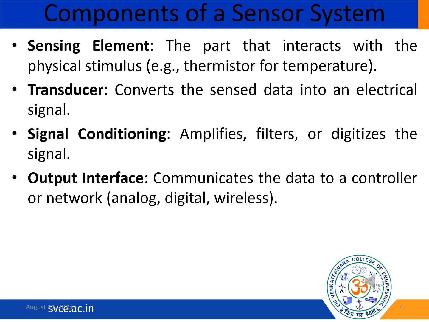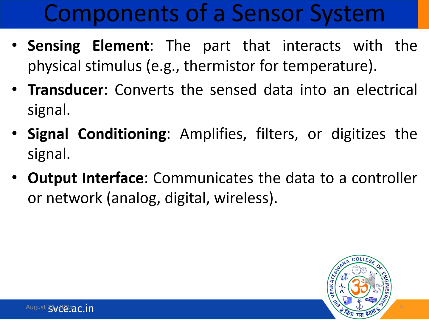Moving on to the next slide, we'll see the components of a sensor system. We have four components here: sensing element, transducer, signal conditioning, and output interface. The sensing element is the part that interacts with the physical stimulus. Initially it gets a response from the environment, a physical stimulus. For example, we can say a thermistor for temperature.